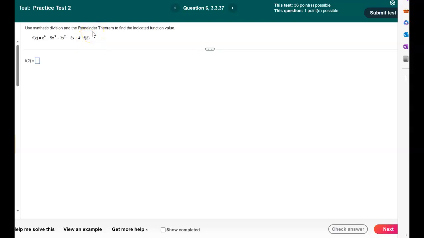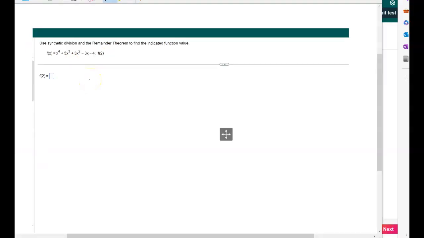The remainder theorem states that if this function is divided by x minus the value here, 2, the remainder is just the value of the function evaluated at this point. And so to do this, we are just going to replace x by 2. So you have 2 to the fourth plus 5 times 2 cubed plus 3 times 2 squared minus 3 times 2 minus 4.